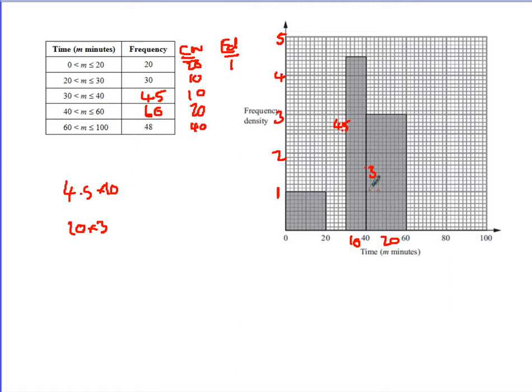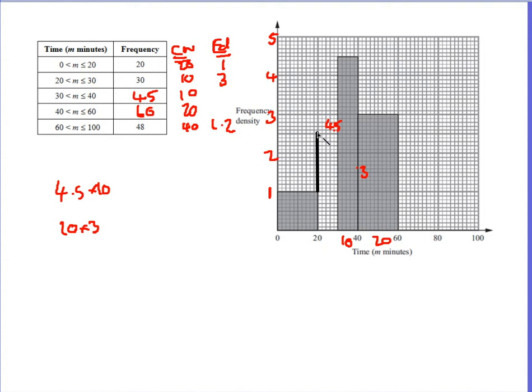Then it asks us to use the table to complete the histogram. So what I'm then going to do is get the other frequency densities. So 30 divided by 10 is 3, and the other one I've not done is 48 divided by 40, and that gives you 1.2. So we then draw the bars in. So this bar will go from 20 to 30 up to 3, and then this one will go from 60 to 100, and that goes up to 1.2. That's question 12 finished.